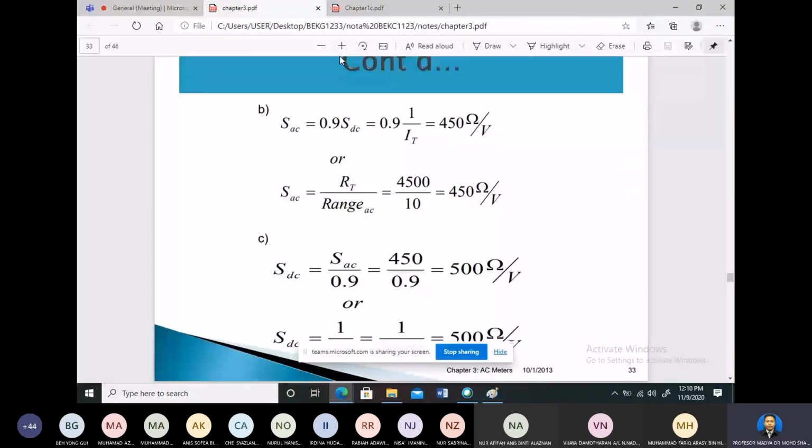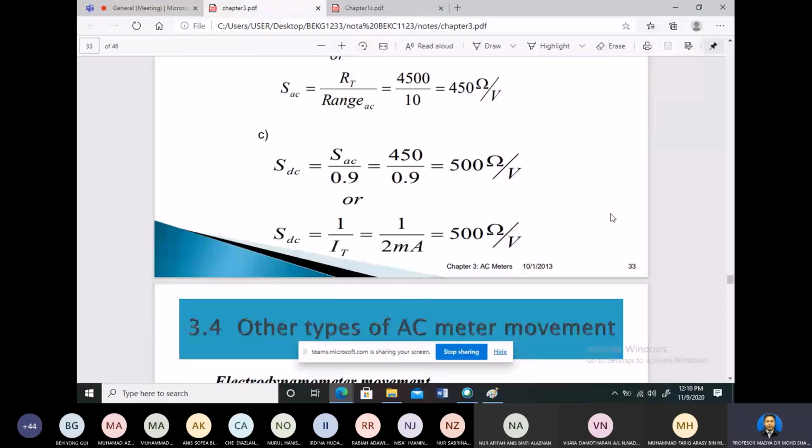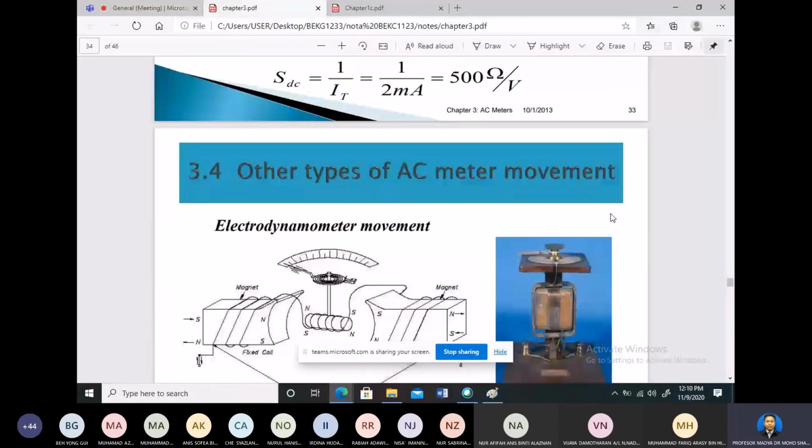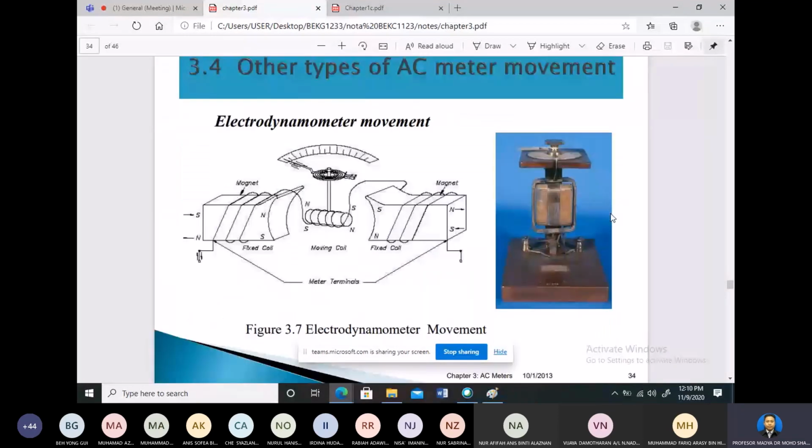Alright, so I will stop here. This will be continued tomorrow, on the other types of AC meter movement. Any questions so far? You can try tutorial 2, because we already finished the DC meters. Next week, maybe on Monday, we will discuss tutorial 2 for chapter 2. So try it first.